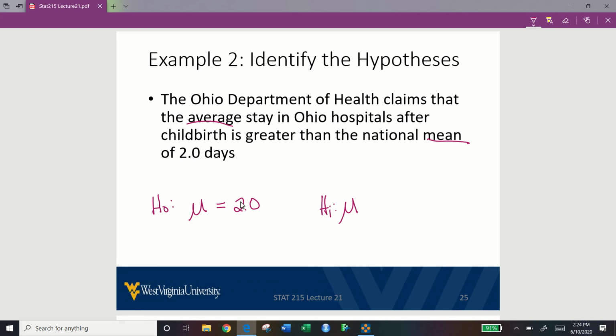Now, let's reread the problem in order to get our alternative hypothesis sign. It says that the Ohio Department of Health claims that the average stay in Ohio hospitals after childbirth is greater than. So that implies we use the greater than symbol, and then we will use the same hypothesized value of 2.0.